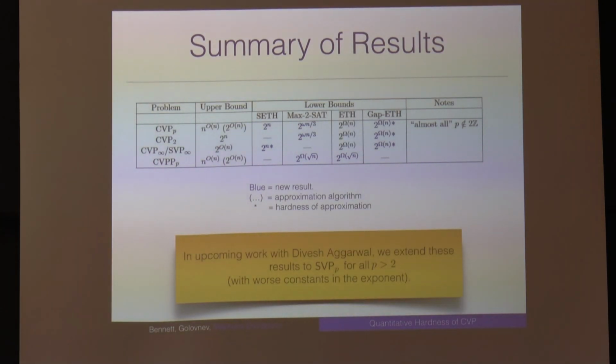And in upcoming work with Divesh Aggarwal, we extend all of these results, except for the approximation factor. We extend these results to SVP for all ℓp norms greater than 2, with worse constants in the exponent.